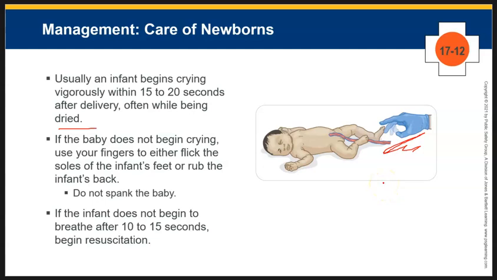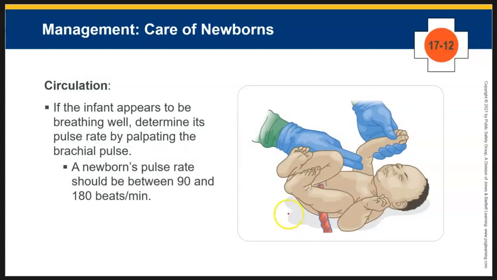If they don't begin to breathe after 10 to 15 seconds, then we need to breathe for this newborn patient. If the patient appears to be breathing well, then we would move on to the C part of our assessment. We'll assess the pulse, and remember, for children and newborns, that's brachial. Because of their small body size, their pulse rate should be pretty high, between 90 and 180 beats per minute.